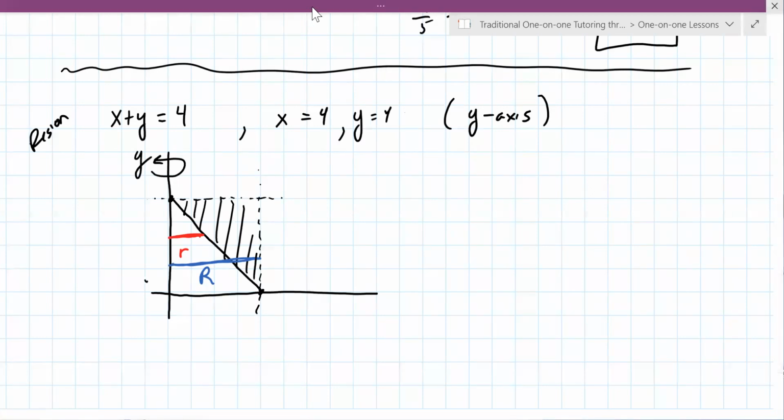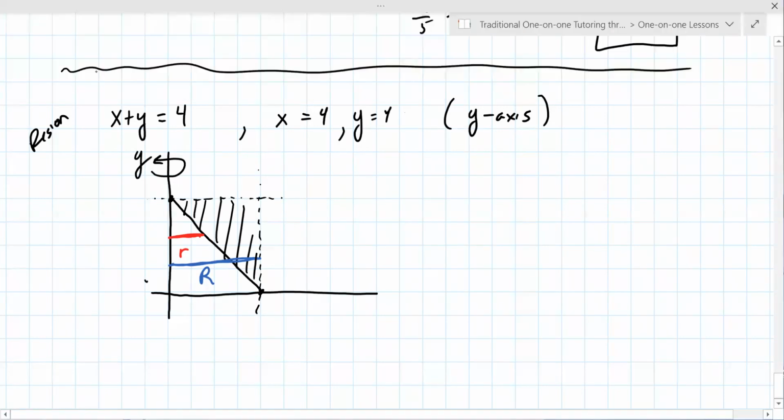So in the case of your big R this time, it's always the same value. The radius is the same whether you're down here or up here, because it's the distance from the y-axis to this vertical line. So your big R in this case is 4. It's 4 squared minus, and because we're doing it with respect to y, you have to solve this for y. It's 4 minus y.